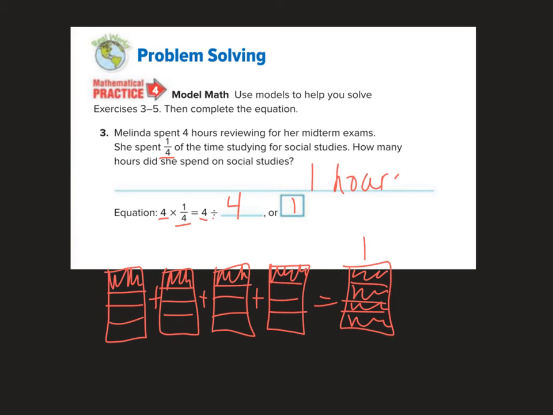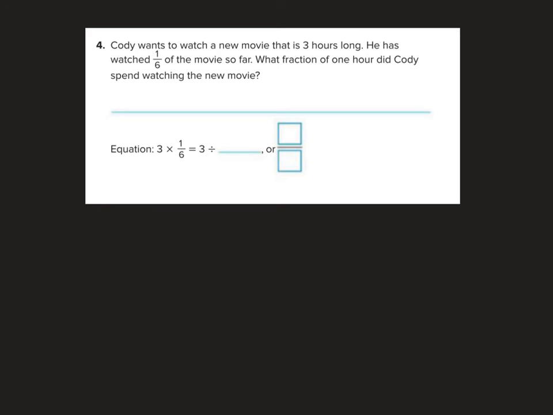Okay. Cody wants to watch a new movie that is 3 hours long. He has watched 1/6 of the movie so far. What fraction of 1 hour did Cody watch spending the new movie? This is the same. The numerator is 1, so really we're doing 3 divided by 6. Okay, so that's a little bit trickier, right? 3 divided by 6.